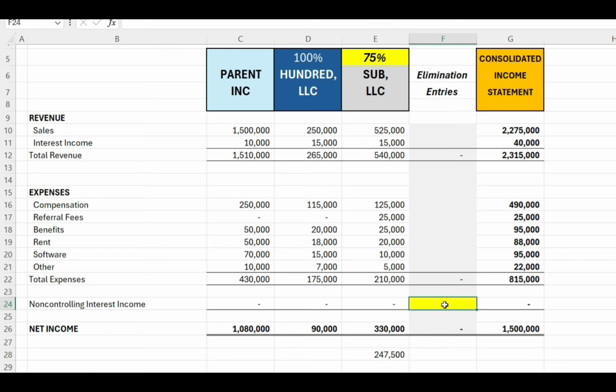It's fairly simple here. We're just going to take sub LLC's net income. We're going to multiply it by 25%, or negative 25%. And when we consolidate all these entities together into one economic entity, we're going to have this non-controlling interest income line of $82,500, which simply represents 25% of sub LLC's net income that the parent Inc. does not own.